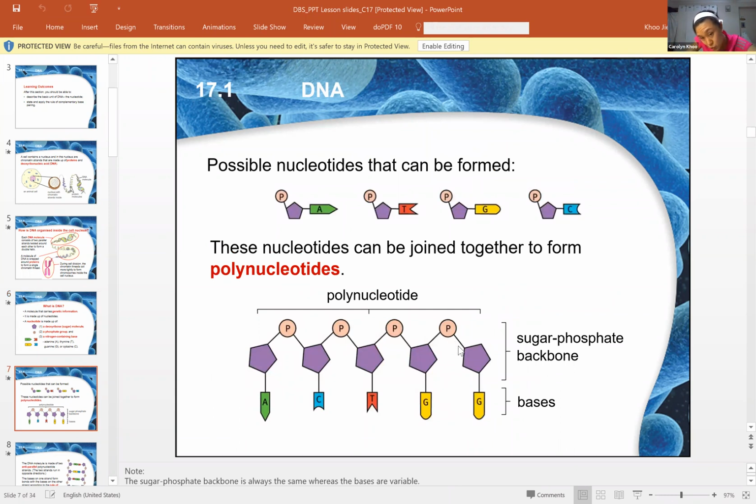So it is attached to the first carbon, fifth carbon: 1, 2, 3, 4, 5. 1, 2, 3, 4, 5. First and fifth carbon. Because sugar at the end of the day is, for example, glucose is C6H12O6. A ribose sugar happens to be a 5-carbon sugar.